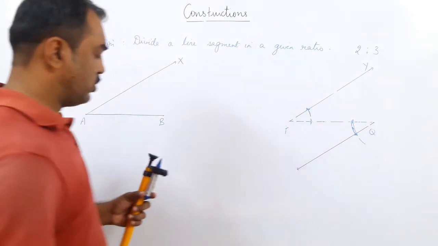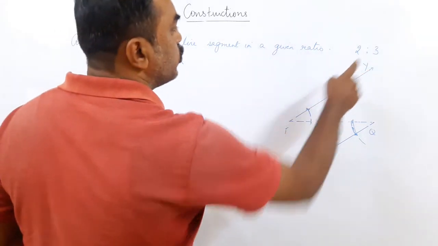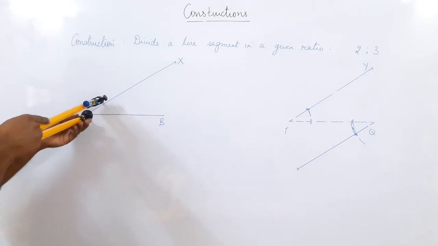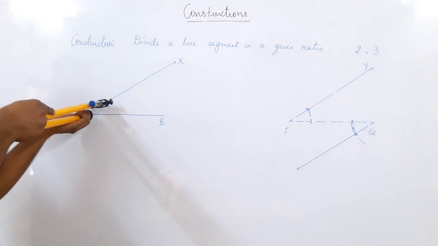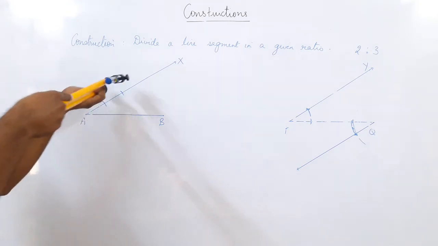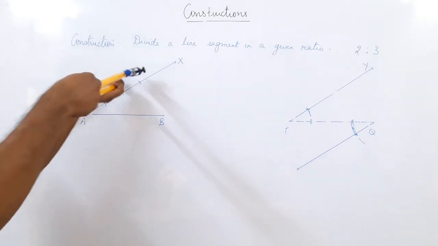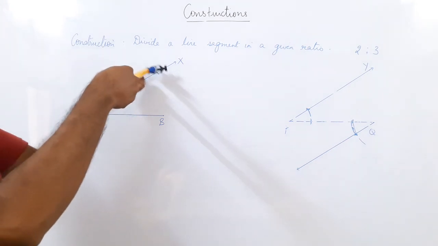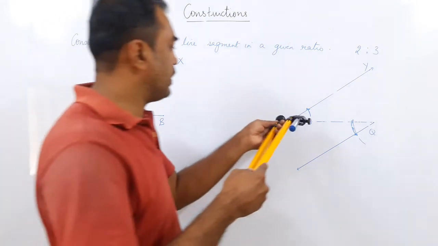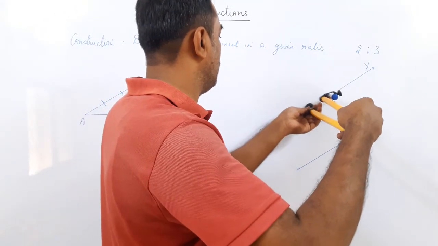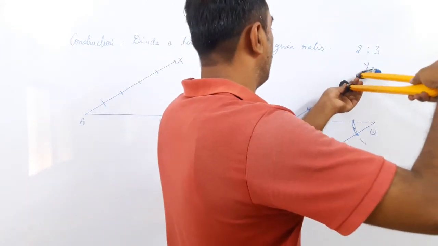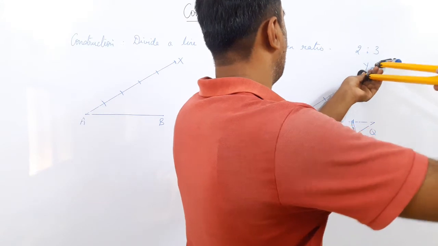Now the ratio is 2 to 3. So, what is 2 plus 3? 2 plus 3 is 5. So, I have to cut this into 5 equal parts. Taking the same radius: 1, 2, 3, 4, and 5. Okay? So I cut this into 5 parts. The same I can do here. I can cut 1, 2, 3, 4, and 5.